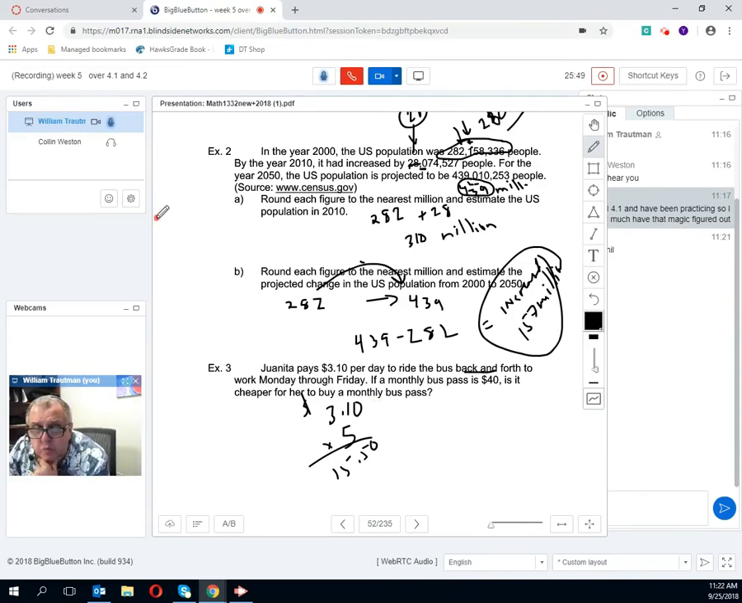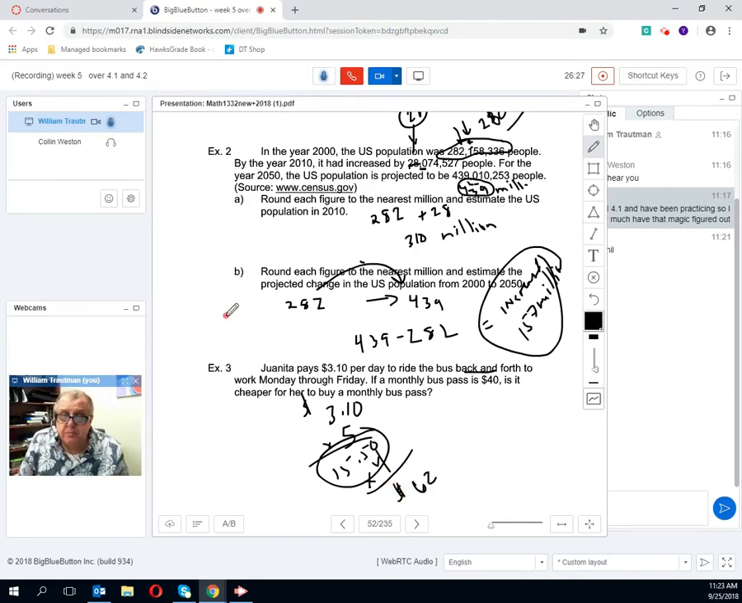If a monthly pass is $40, well, first of all, how many weeks are in a month? Normally, 4 weeks in a month is 28 days. But not all months have 28 days. Some have more. So let's just multiply this. This is how much it costs for 1 week of traveling round trip. Now let's do 4 weeks in a month. 15.50 times 4 on my calculator, and I get $62. So $62 is what I pay for 4 weeks in a month.